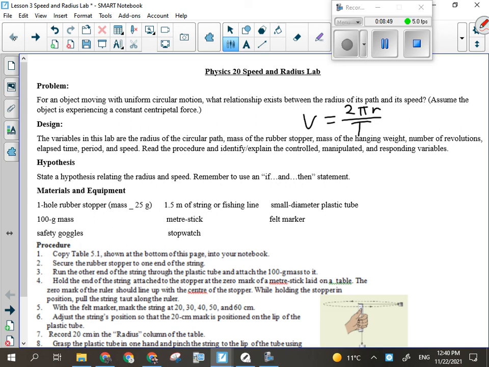Something like that. Predict what's going to happen. If these things are going to be related this way, what will you see? What will tell you that that's true? Your graph would be your best bet on that. Questions?